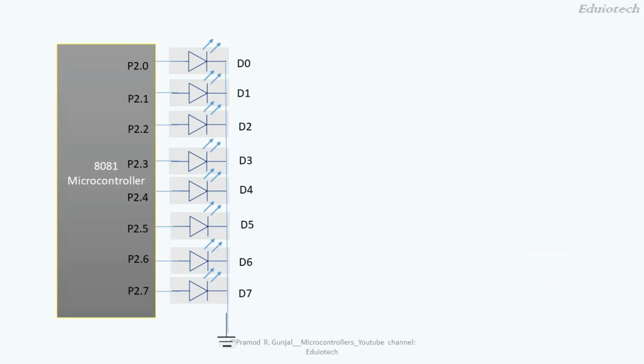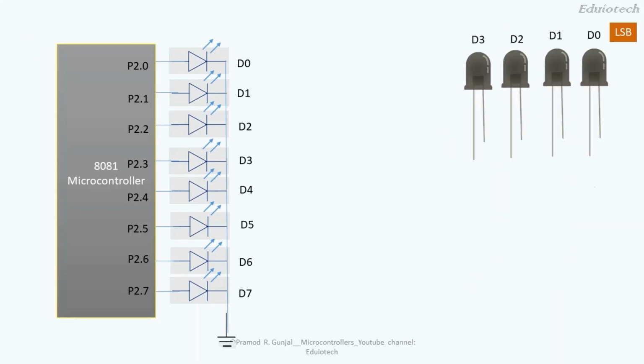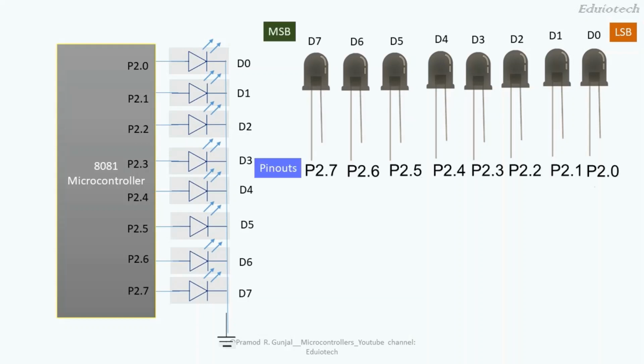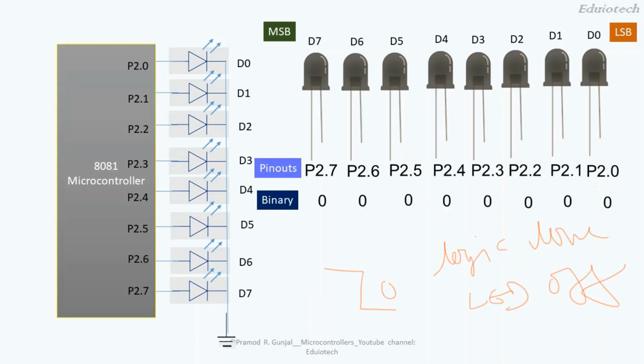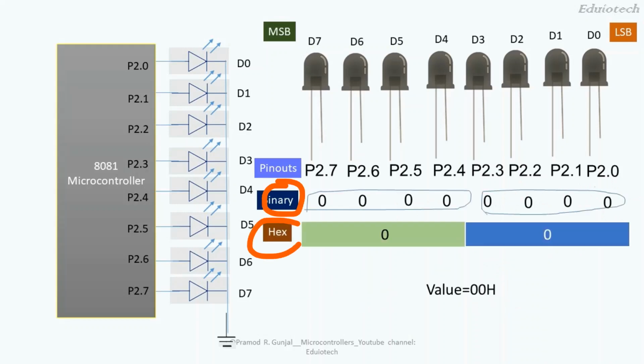Let us consider these are 8 LEDs interfaced with 8 pins of port P2, that is P2.0 to P2.7. As we know, LEDs will not glow unless we give them logic high. So LEDs will be off if we apply logic 0 to each pin of the microcontroller. This will be the binary configuration and hence the hex number, which is to be moved to the port P2 of the microcontroller, and that will be hex 00.